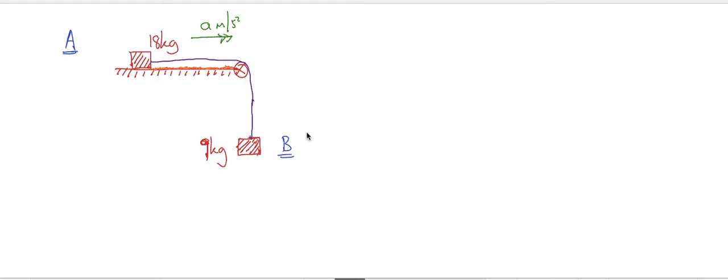You have two blocks of mass. One is 18 kg, the other one is 9 kg. Each is connected by an inextensible string or cable. What happens when there's a motion?